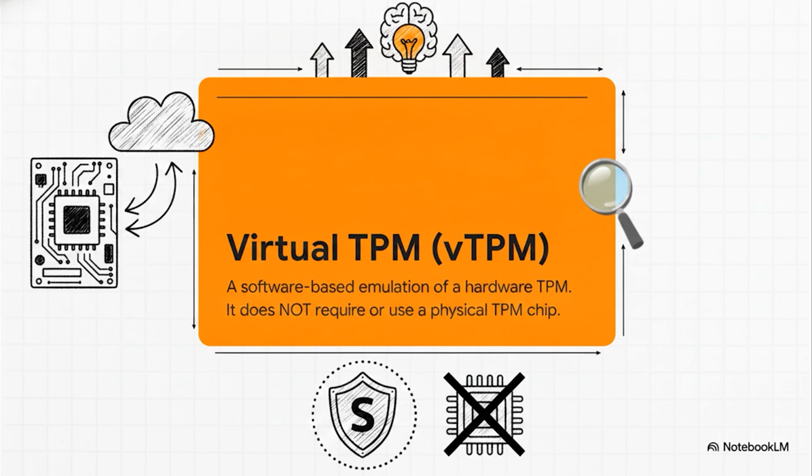The crucial point you need to understand is that AHV vTPM provides virtualization-based security, but it does it entirely in software, meaning it strictly does not require, nor does it even use, a physical hardware TPM chip on the Nutanix node to function. I really want you to mentally highlight this because exam questions love to try and trick you into thinking you need physical TPM hardware to use vTPM. You totally don't. It is 100% emulated by the hypervisor.